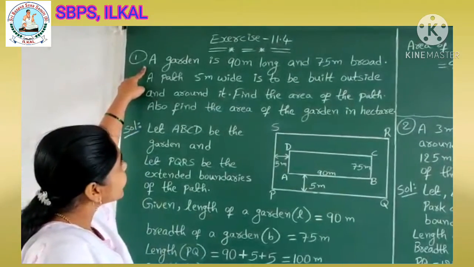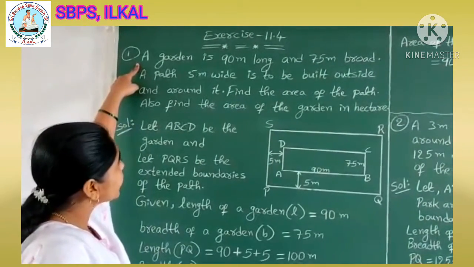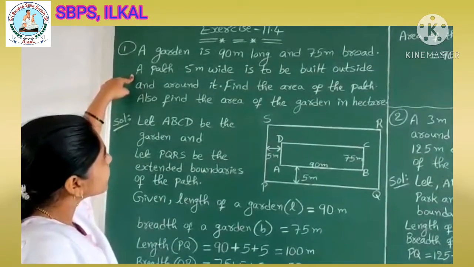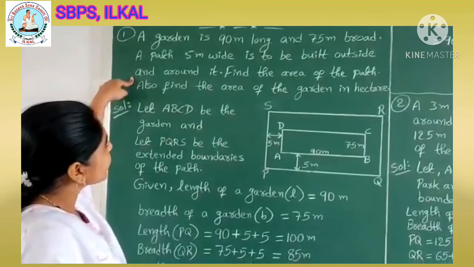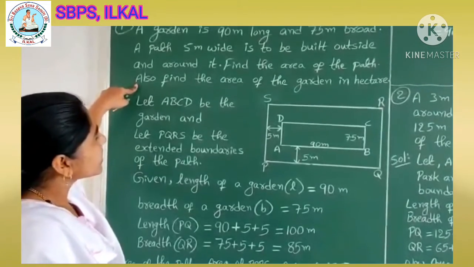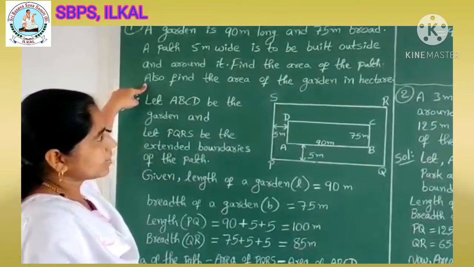Let's solve the first problem from exercise 11.4. A garden is 90 meter long and 75 meter broad. A path 5 meter wide is to be built outside and around it. Find the area of the path. Also find the area of the garden in hectare.